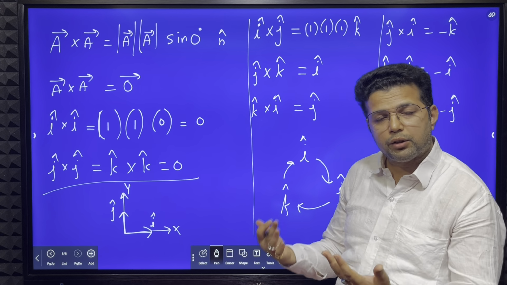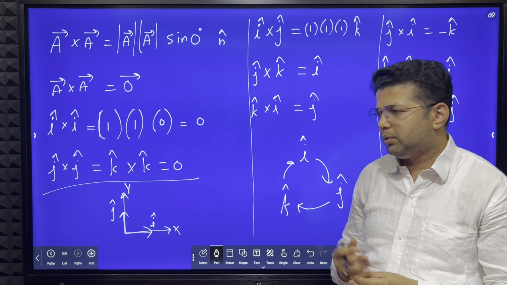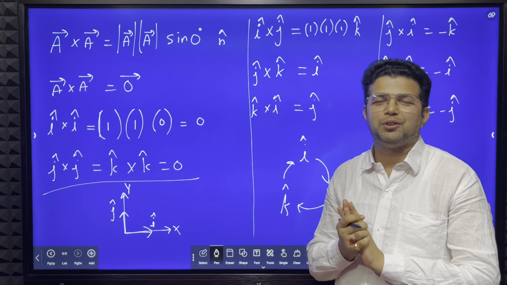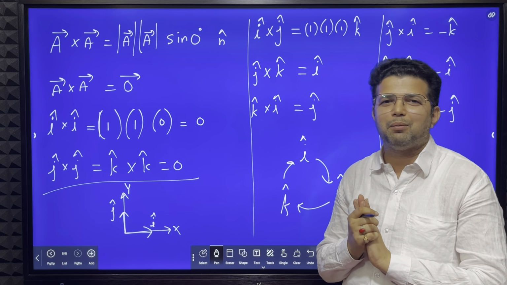In the next class we will solve some more sample problems of vectors. Then we will go into projectile motion, a very important topic. Projectile motion we will study.